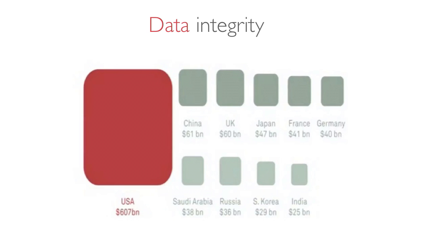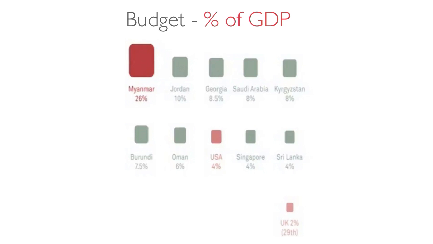I'd also like to talk about data integrity. In this example, we're looking at the relative size of military spending budgets of the United States compared to other countries. What you might conclude from this is that the United States is a big military spender, an industrialized military complex. But if you re-represent this data as military spending as a percentage of the GDP of the country, we get a very different picture.